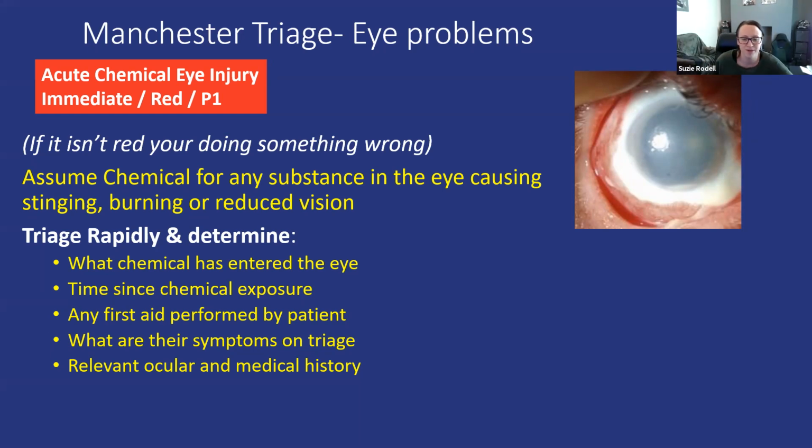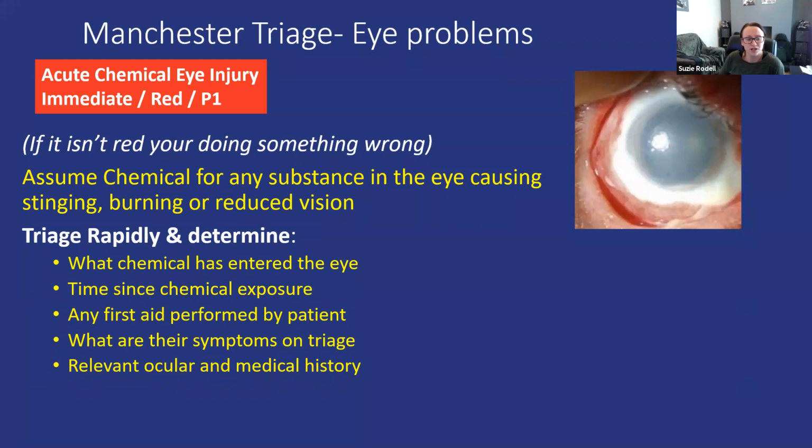Yeah, so the main thing we want to know is what chemical has gone in the eye, the time since the chemical exposure, any first aid treatment performed by the patient, and ideally what are their symptoms on triage, and any relevant ocular or medical history would be useful to know. So are they wearing contact lenses? If so, get them out.